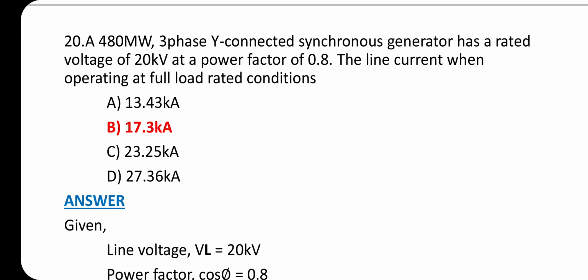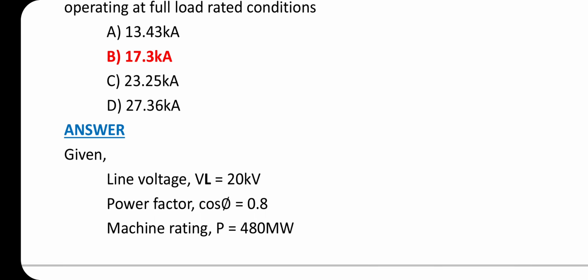The last question of this video is 20th one. A 480 megawatt 3-phase Y-connected synchronous generator has a rated voltage of 20 kilovolt at a power factor of 0.8. The line current when operating at full load rated conditions. Answer is option B, 17.3 kiloampere.